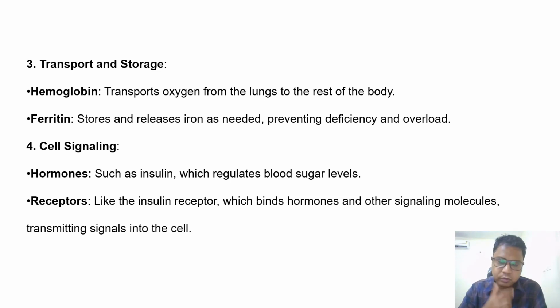Transport and storage, which is also very important. Hemoglobin is a perfect example: oxygen is transported by hemoglobin from the lungs to the rest of the body. And ferritin stores and releases iron as needed, preventing deficiency and overload. Then cell signaling: hormones such as insulin, which regulates blood sugar level, and receptors like the insulin receptor, which bind hormones and other signaling molecules, transmitting signals into the cell.